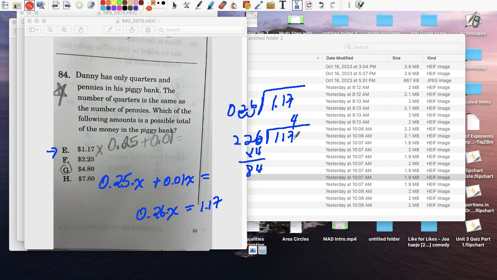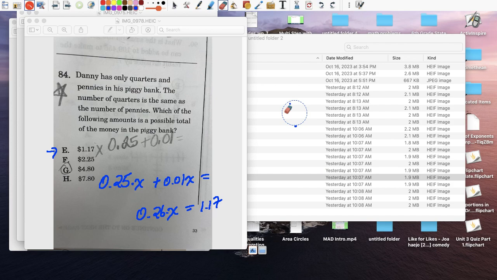So you're going to put 84 over here, 4 on the top, sorry, 84. You're going to subtract, and then to continue this, you would have to add a decimal, right? And see how many. But we can't have point something of a quarter or point something of a penny, because it has to be a whole quarter and a whole penny. So E, definitely not it.